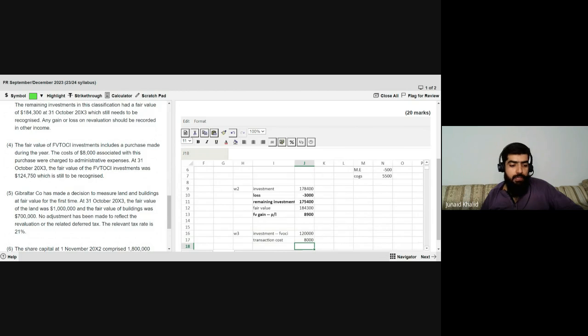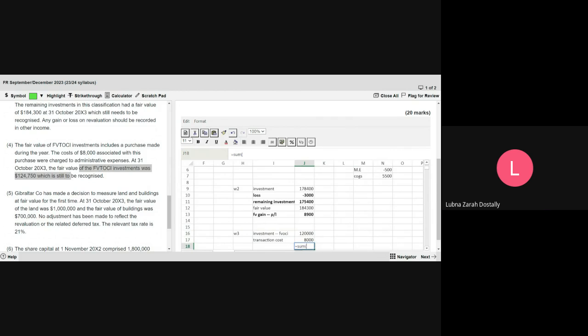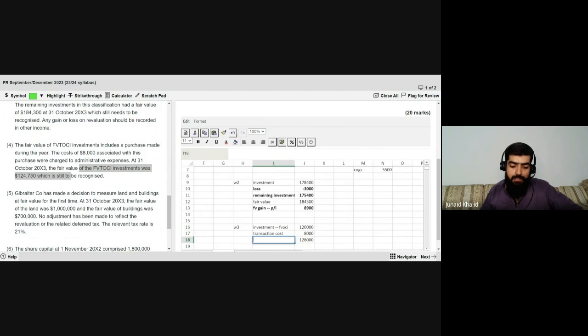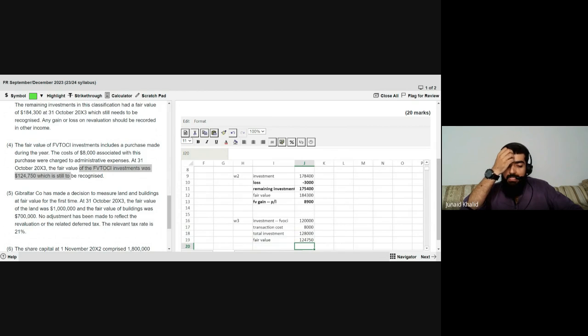128,000. Now, it says that at 31st October, the fair value of the OCI investment was 124,750. Now what we have to do first is calculate the total, 128,000, and then see if we get a gain. Very good. That is the total investment. Now, what went wrong? The fair value at the end of the reporting date is 124,750. Now, let me know whether the value of investment is increased or decreased.